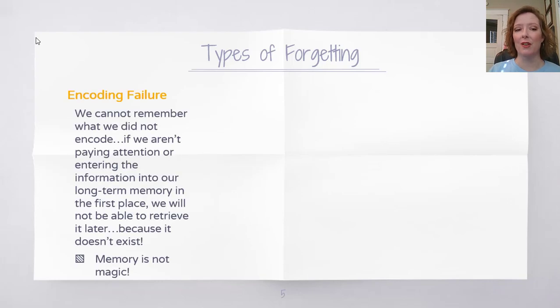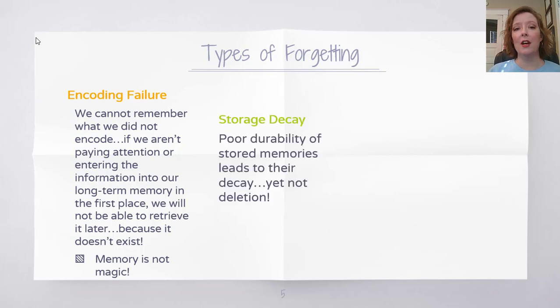First, there is an encoding failure. We can't remember what we didn't encode. If we aren't paying attention or entering the information into our long-term memory in the first place, we aren't going to be able to retrieve it later because it just simply doesn't exist. Memory isn't magic. We forget because of storage decay. This is poor durability of stored memories leading to their decay. Yet it's not quite deletion.